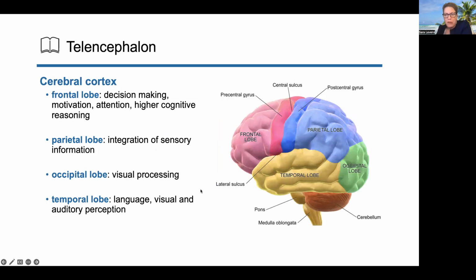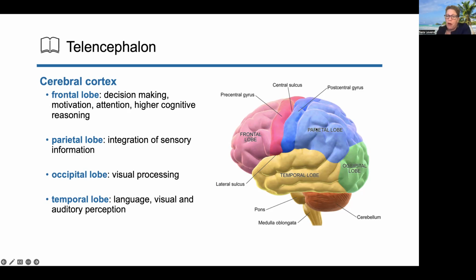All right, so looking into these spaces a little bit more. In the telencephalon, we have these primary areas that we'll be covering a lot in this class. The frontal lobe is involved in decision-making, motivation, attention, higher reasoning, memory recall, and planning aspects of movement, which is primarily this area and here. Sequential planning and many other higher order functions play out in the frontal lobe.